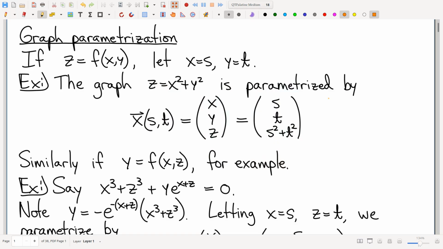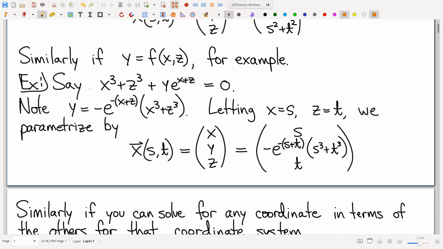Okay, now, does it have to be z being a function of x and y? No, of course not. There's nothing magic about letters of the alphabet or alphabetical order, as long as any one variable is a function of the other two. So an easy, quickie example: if y is a function of x and z, cool. Just let those variables be your parameters.